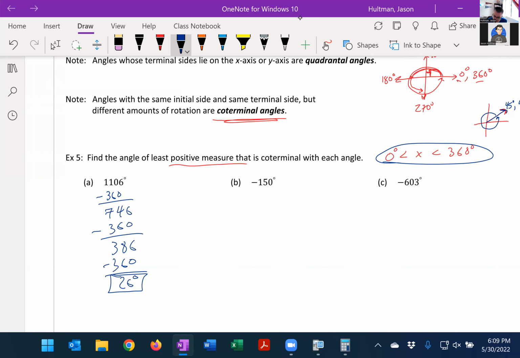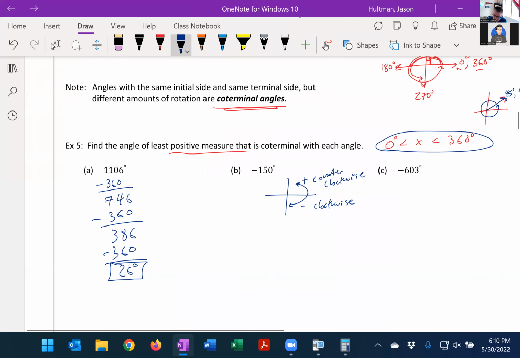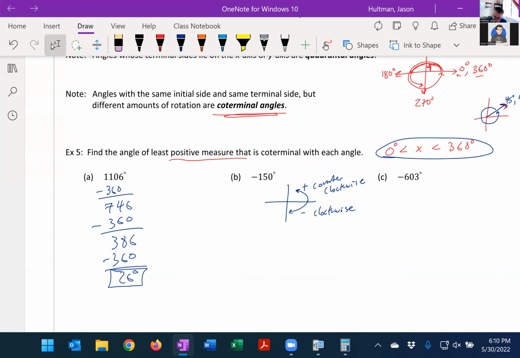What about if it's negative? What does it mean to be negative? Negative 150. Where would negative 150 be? Well, positive direction goes counterclockwise. Okay, so positive angles go counterclockwise. What about negative angles? They go the opposite direction. They go clockwise. So counterclockwise is positive, negative is clockwise.